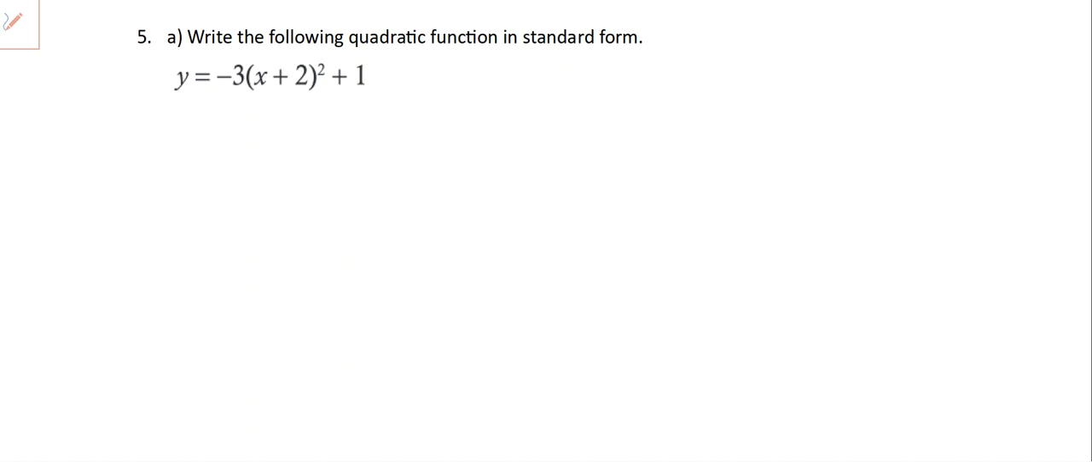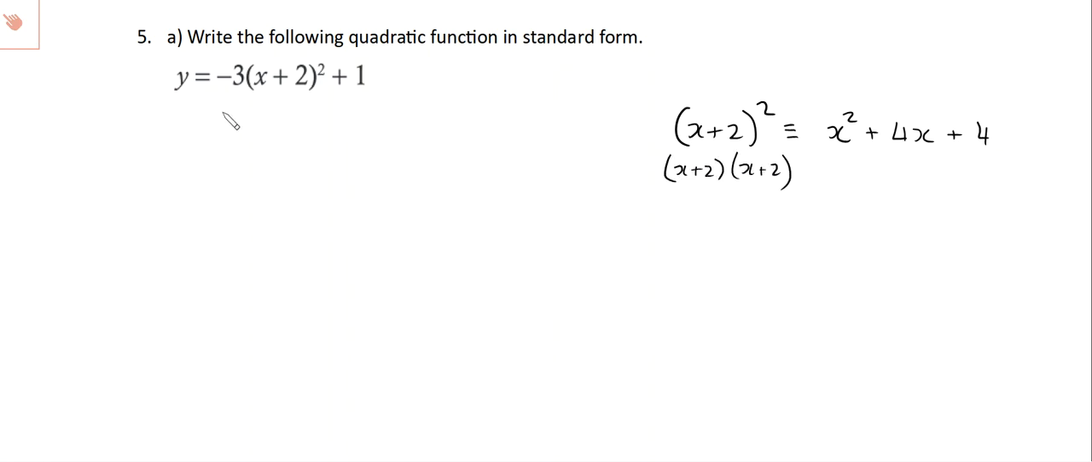5. Okay. What does this mean? It's negative 3 times x plus 2 squared. So what I'm going to do is work with the x plus 2 squared bit first. What does that give me? X squared plus 4x plus 4. Because it's x plus 2 times x plus 2. Okay, so I now have negative 3 times x squared plus 4x plus 4, plus 1.